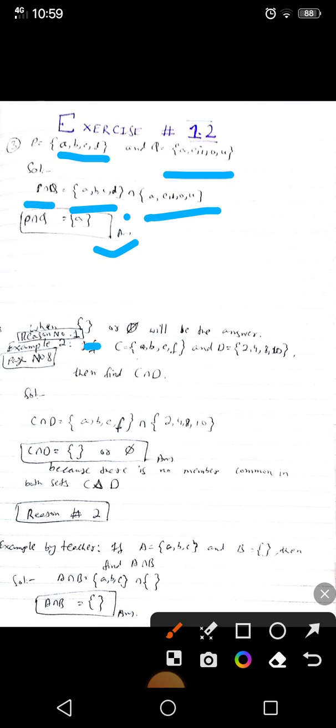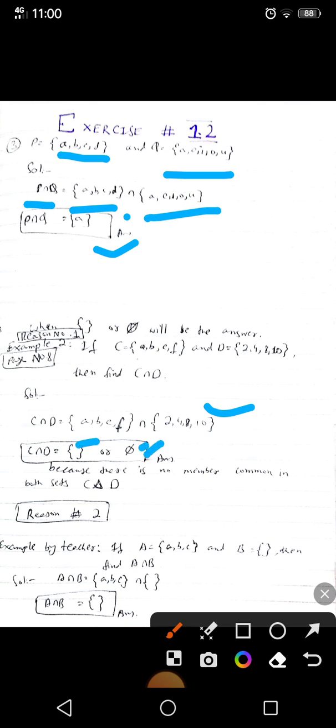The reason number one, I would like to make you understand by the example of your book. On page number 8 of your book there is example number 2: if C is equal to A, B, E, F and D is equal to 2, 4, 8, 10. So what are the common members of both sets? We have to find C intersection D. Okay, so firstly I have written it in this way. You all are familiar with this. And then our answer is this one.